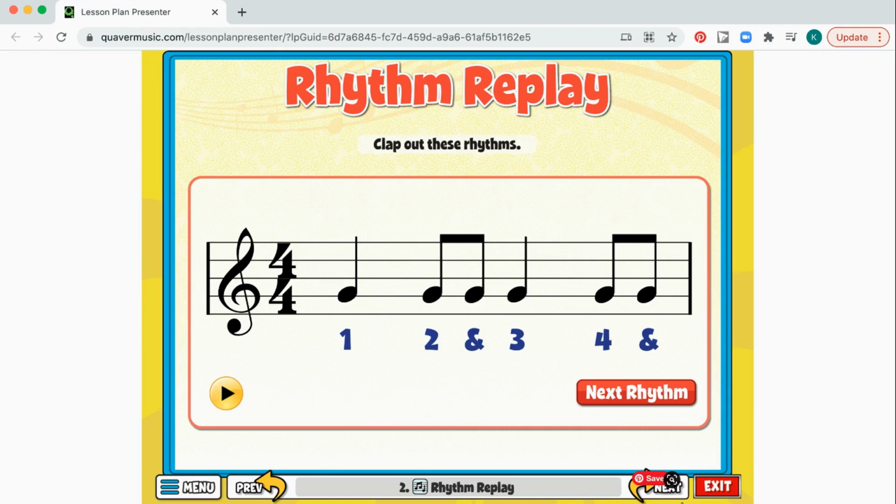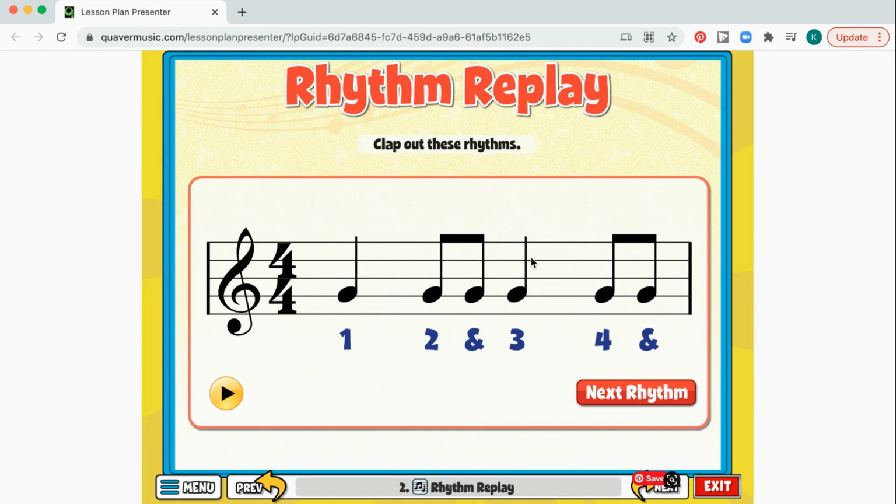All right, we're going to do one last rhythm. Again, we have 4 beats in the measure. We're using quarter notes and eighth notes. We start with a quarter note, which gets 1 beat. Then we have 2 eighth notes clustered together. Each of them gets half of a beat.